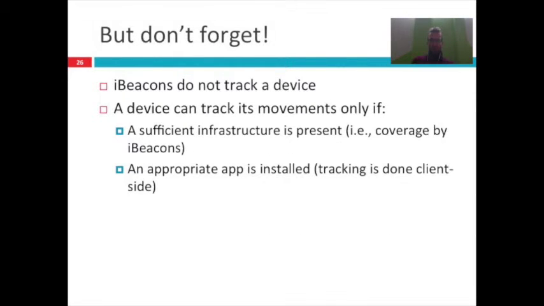Something important to remember, iBeacons do not track a device. A device can track its movements only under two conditions. First, a sufficient infrastructure is present in terms of number of iBeacons and coverage provided by iBeacons, and an appropriate app is installed on the user device, because with iBeacons, tracking is done only client-side.